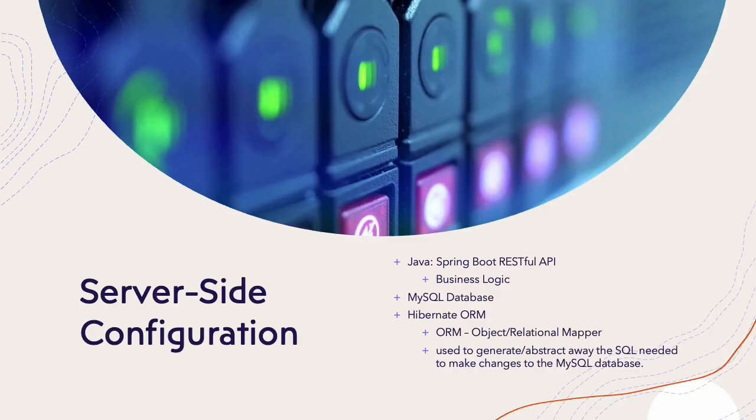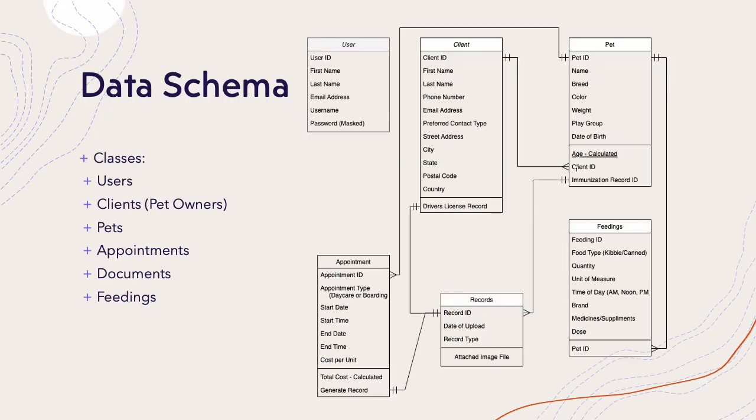For this app, we use Spring Boot RESTful API, Java business logic, and Azure Database for MySQL on the server side. This is a mapping of our class entities and the relationships between them. As you can see, we have clients, pets, feedings, records, which we now call documents, appointments, and users.